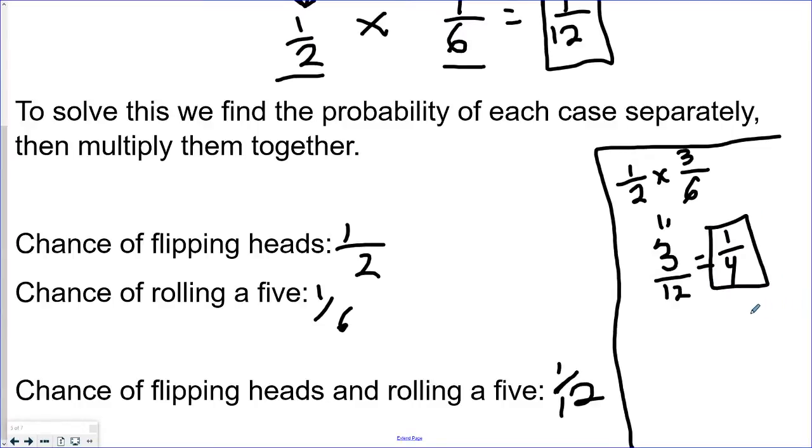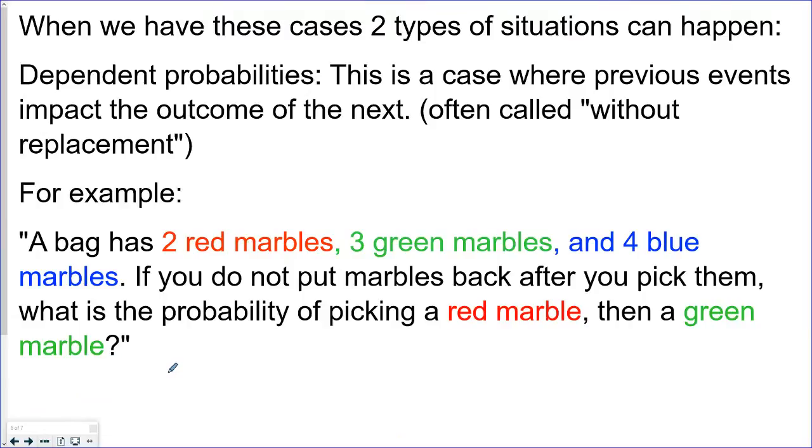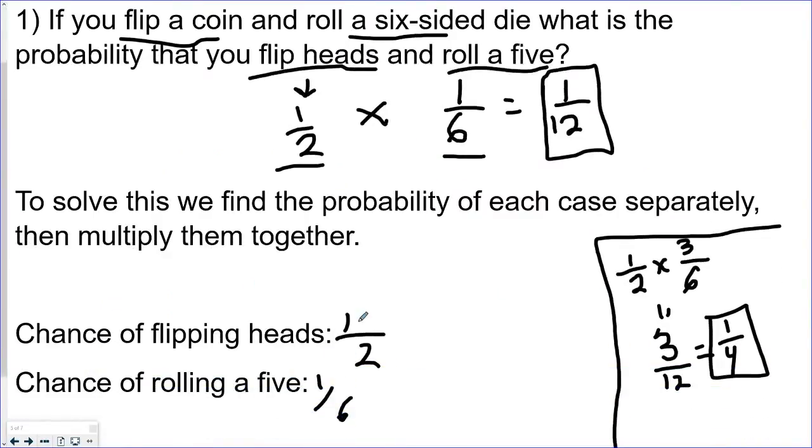Just like that. So again, break it down to cases and then multiply them together. Now there's one more different pair of probabilities to look at, and that's dependent versus independent. Dependent probabilities is when you have a compound probability, but one probability impacts the other. So the first case actually impacts what can happen in the second case. It alters the situation.